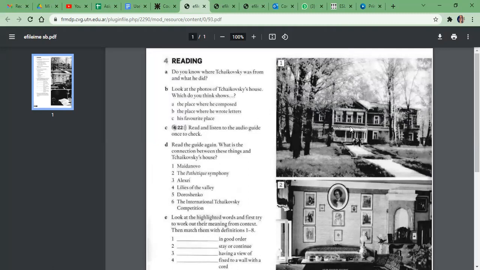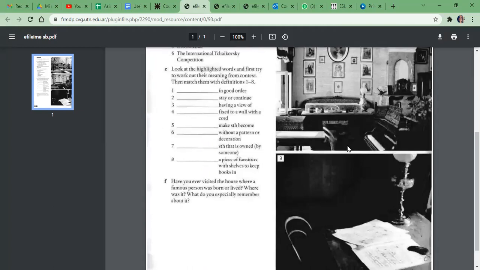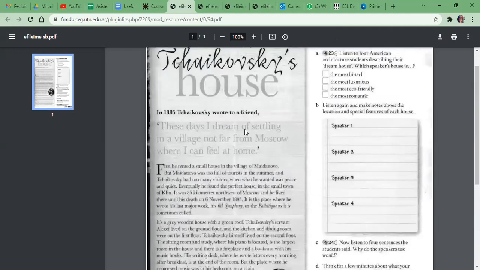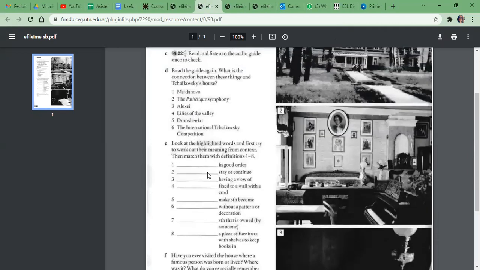About Tchaikovsky's house, okay? This is Tchaikovsky's house. Let me open the other so that you understand. Here is what you are going to read and listen to. So you are going to read and then you have to work on these things. For example, D and E are the 2 activities you're going to be working on. It says, what is the connection between these things and Tchaikovsky's house? You have to say what the connection is with Maidanovo and Tchaikovsky's house, the Pathetique Symphony and Tchaikovsky's house, Alexei and Tchaikovsky's house. But that is after you listen. Do you understand? Okay.